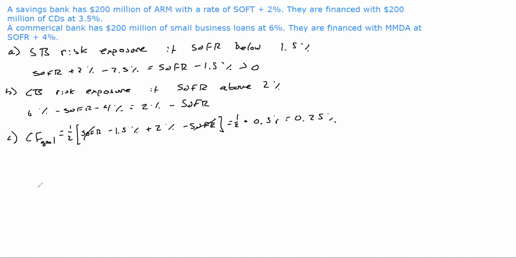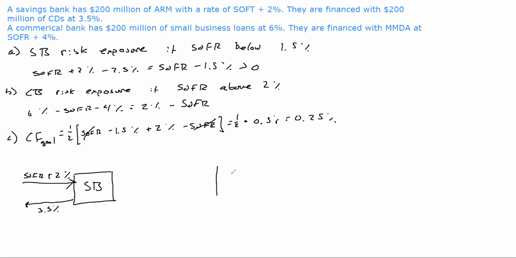So now let's draw the diagram. Let's do the savings bank on the left. SB for the savings bank. We know that they are receiving the overnight financing rate plus 2%. This is from the adjustable rate mortgages. And they are paying 3.5% on the CDs.